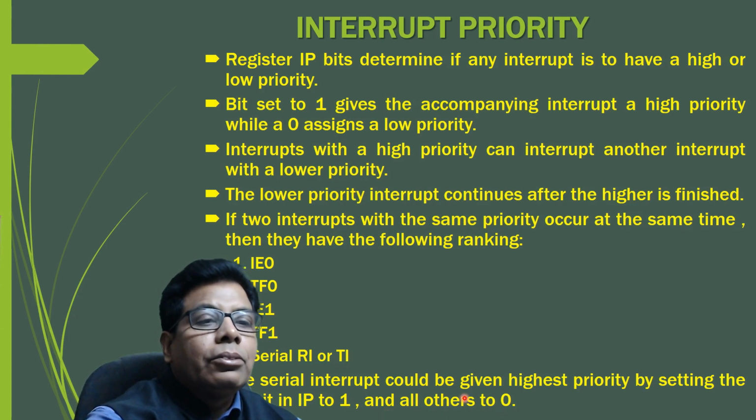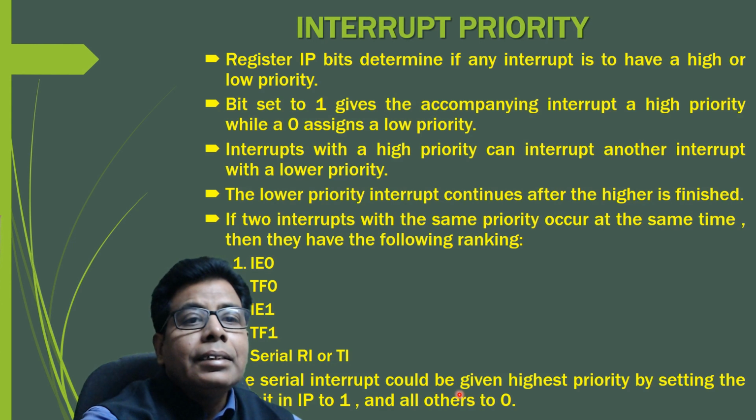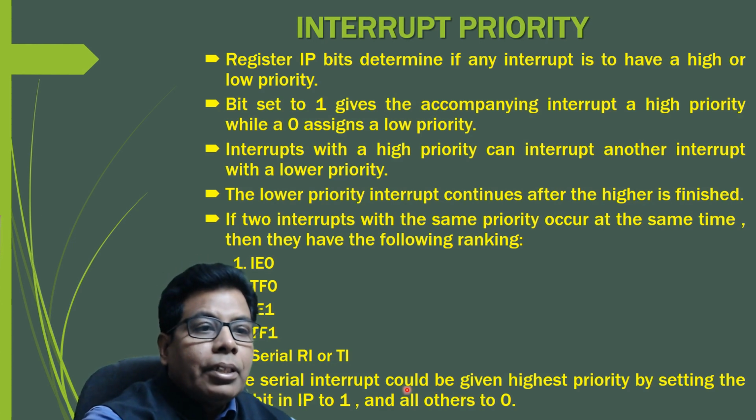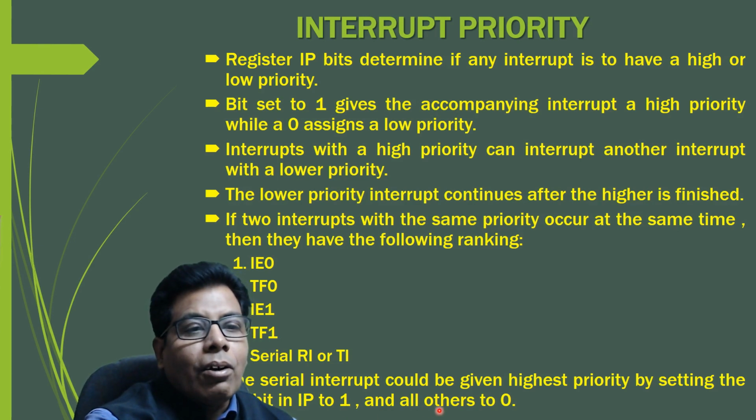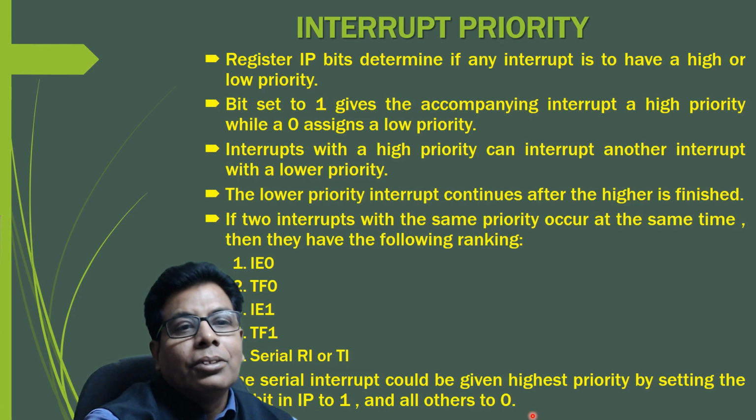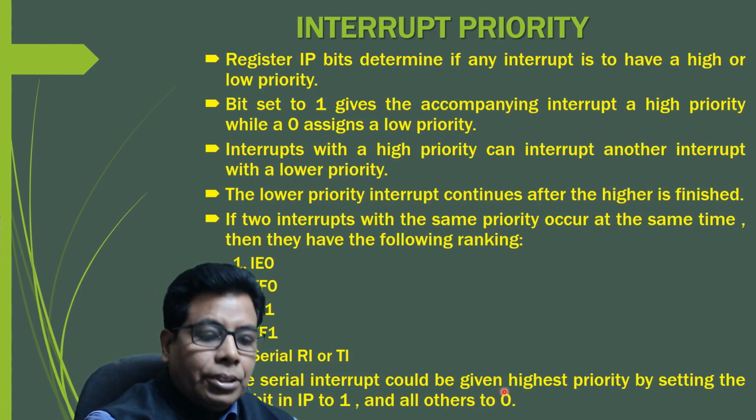So that means we can change the priority of the interrupts with the help of these bits. So if you want to have the highest priority for the serial interrupt, then you set the PS bit to 1 and all other bits to 0. So automatically it will have the highest priority.